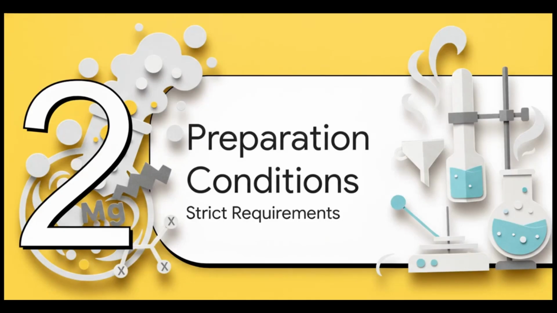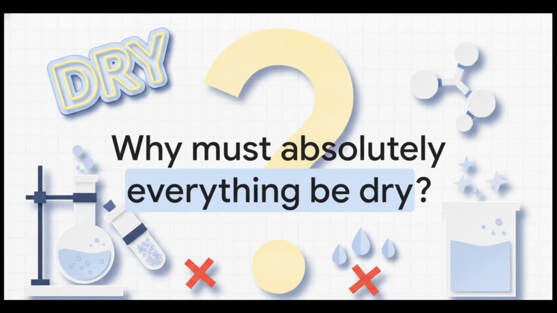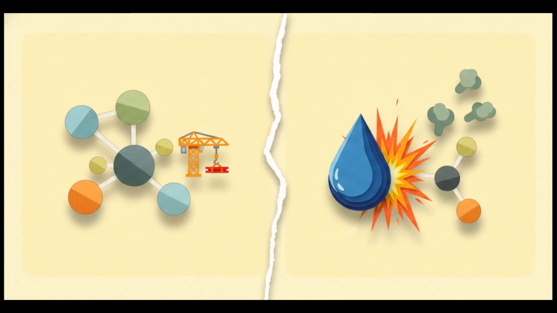Moving right along to section 2, preparation and strict conditions. When you study this preparation, there's one word that's going to flash in neon lights in your textbook: DRY. Dry glassware, dry solvent, absolutely no atmospheric moisture. So I have to ask you, why must absolutely everything be dry? I mean, why is water such a big deal here? Well, it's because water is the ultimate kryptonite to our Grignard reagent.